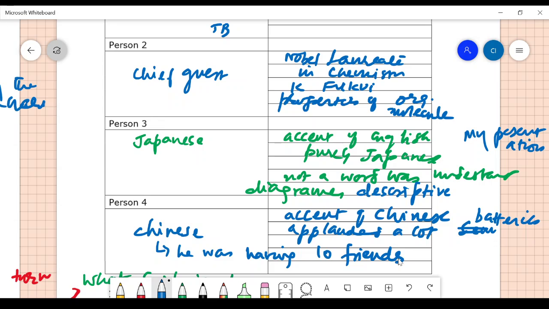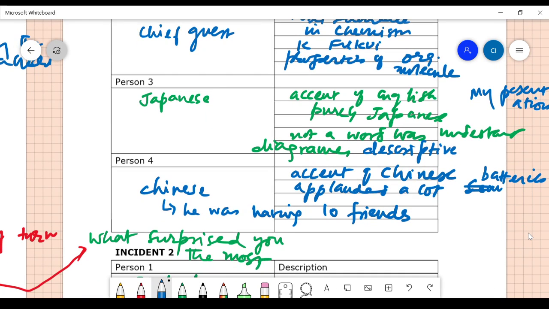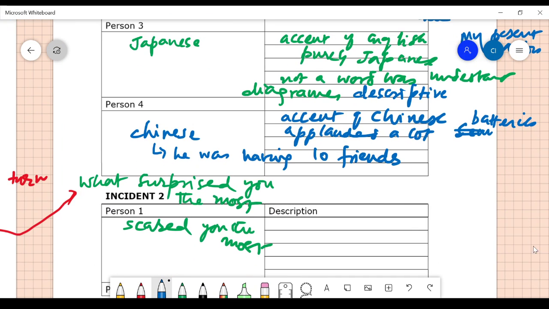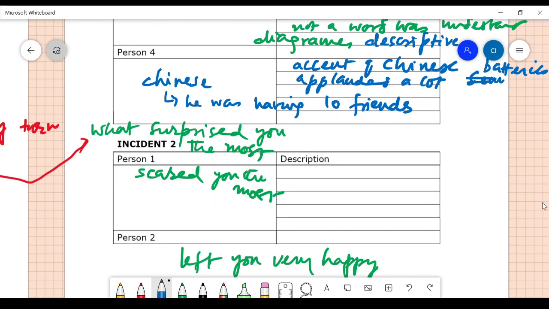So he also presented a very good work and he praised my work. It was a very very inspiring thing.